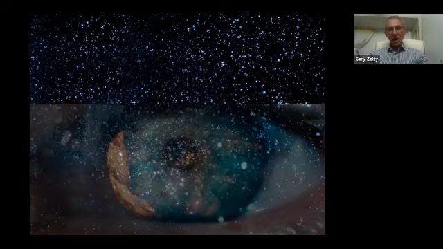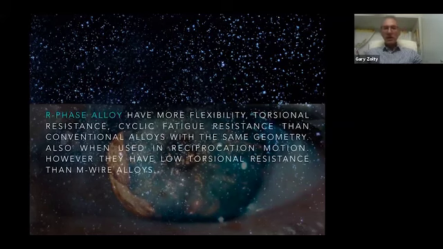Let's go into a little bit more detail, and we'll speak first about the R-phase. The R-phase alloy has more flexibility, torsional resistance, and cyclic fatigue resistance than conventional alloys with the same geometry, also when used in reciprocating motion. However, they have lower torsional resistance than M-wire alloys.